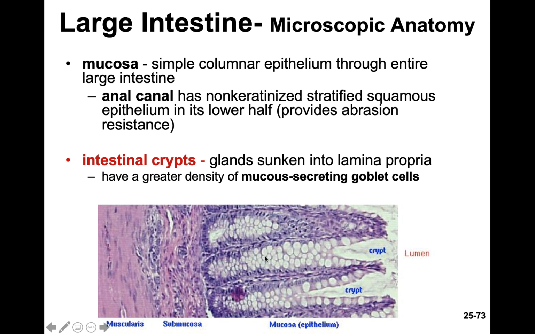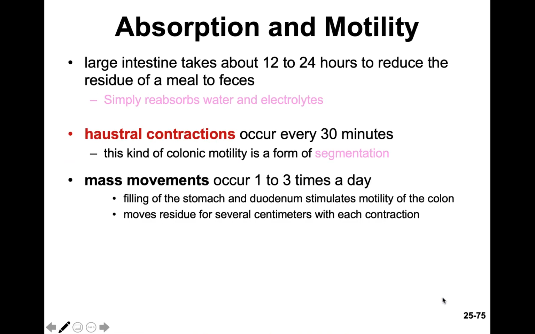But what they do have in the crypts are these cells called goblet cells. And the job of goblet cells anywhere in your body is to secrete mucus. So you're trying to lubricate all this area. Why are you lubricating it? Well, because again, if this is your chyme, you're trying to move water and reabsorb the water out of it to compact it. The more compact and hard it gets, the harder it's going to be to get through the large intestine. So the goblet cells secrete mucus to lubricate the inside to ensure that this chyme ends up moving through the large intestine and making its way into the rectum.